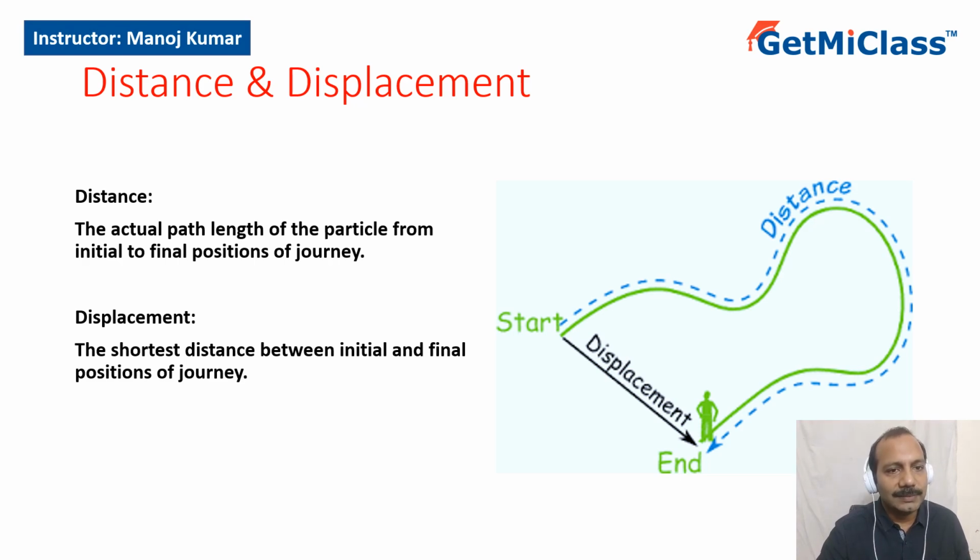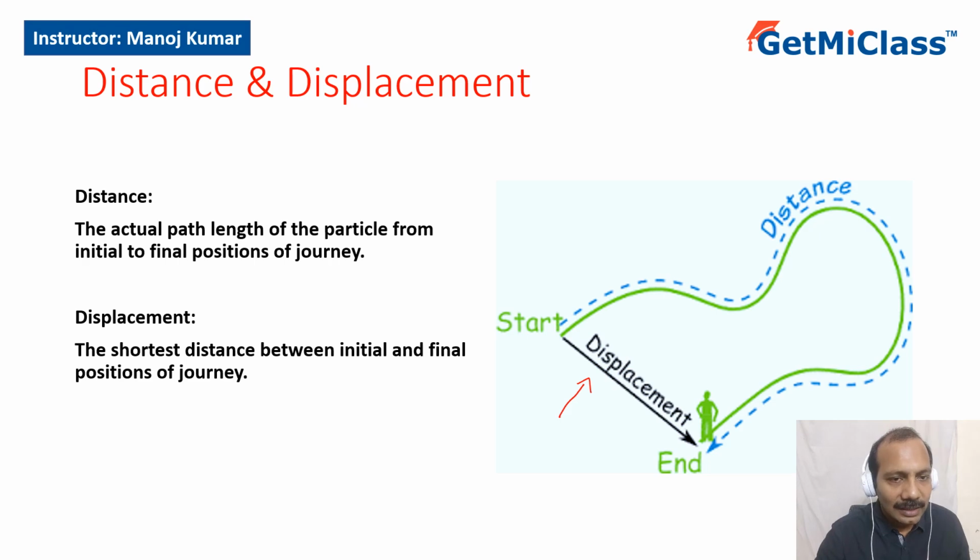And then what is displacement? Displacement is the shortest distance between initial and final position of journey. You can see here the black line. So this is displacement. Wherever he is going, he might be going around the world and coming back to this point, the displacement would be only from starting point to end point.